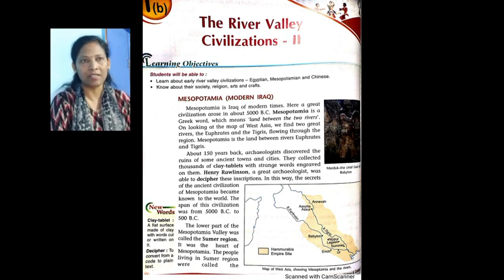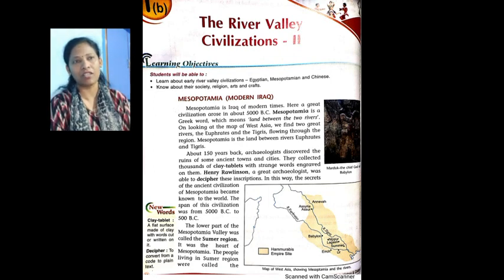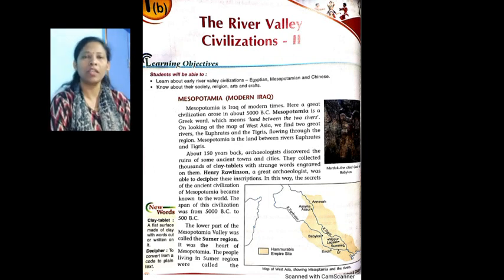About 150 years back, archaeologists discovered the ruins of some ancient towns and cities of this civilization. They collected thousands of clay tablets with strange words engraved on them. Henry Rawlinson, a great archaeologist, was able to decipher these inscriptions. In this way, the secrets of this ancient civilization of Mesopotamia became known to the world. The span of this civilization was around 5000 BCE to 500 BCE.